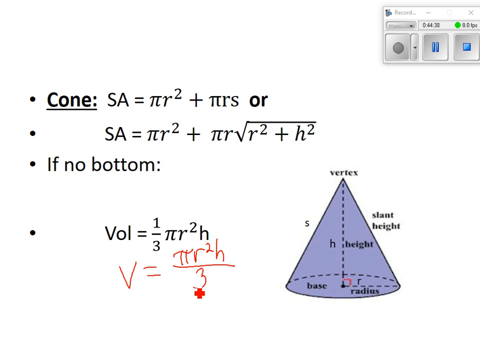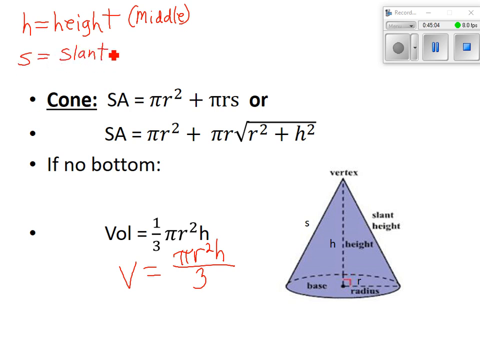First thing extra that I want you to write down with this, and make sure you're writing this stuff down, because you're going to be confused on these and pyramids. H stands for height, and I know you're probably thinking, well, we already know that, and I hope you do. H stands for height, but height has to go through the middle of the cone. S stands for slant height. Isn't there a slant height in pyramids too? And the slant height goes down the side of the cone. Two different things.